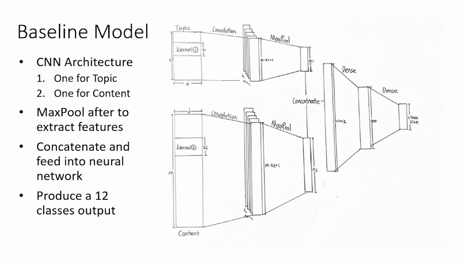So this is our baseline model. Our baseline model has a CNN architecture, which has 2 separate CNNs. The first one takes a topic, and the second one takes the content. Followed by that is a convolutional layer, which produces the feature map, and then a max pooling layer for extracting all the features. We concatenate them into a fully connected network, and it has an output of 12. We are using a cross-entropy loss for our baseline because it's pretty much standard for a classification problem.